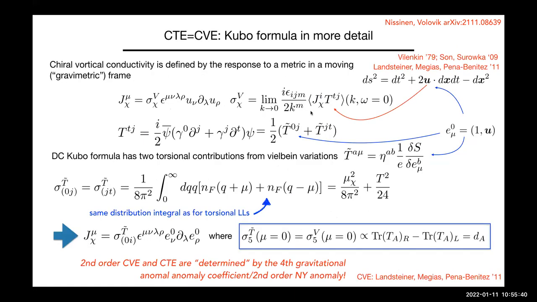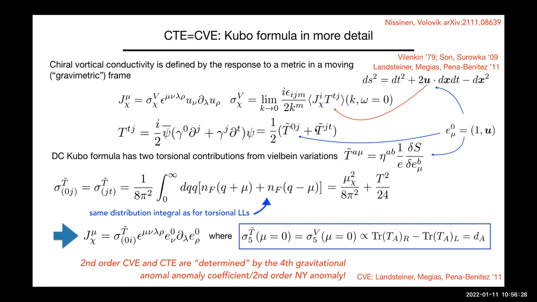So then I can also just check the Kubo formula, in the sense that now if I take into account that on torsional backgrounds I should use the hydrodynamic variations that correspond to those hydrodynamic degrees, or rather sources, then I found that actually this Kubo formula for the chiral vortical effect is composed of two pieces, which actually are equal in the DC limit, or in the limit where frequency goes to zero and then momentum. But okay, if I go beyond that limit, these two contributions will be different.